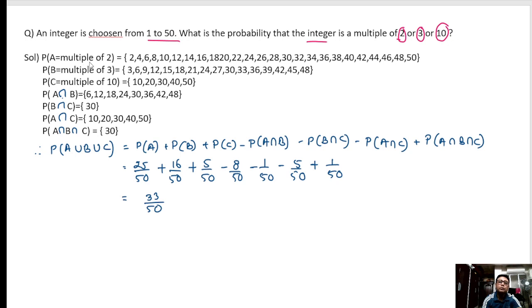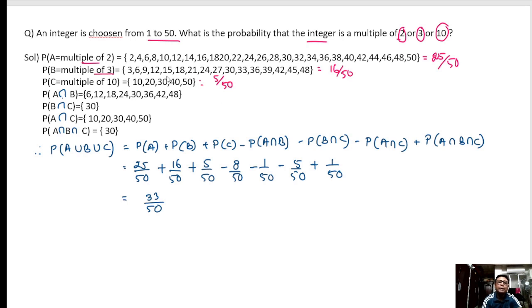So these are the numbers which are multiple of 2, and I can find that it is about 25 numbers. So 25 by 50. Multiple of 3, so these are the numbers which are multiple of 3. So I can see there are 16 of them. Multiple of 10, so there are 5 of them.